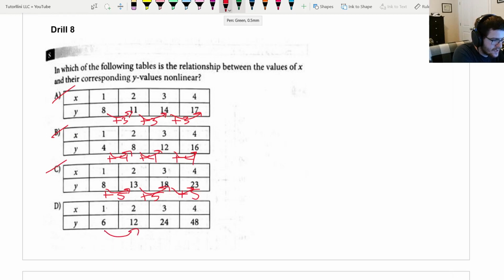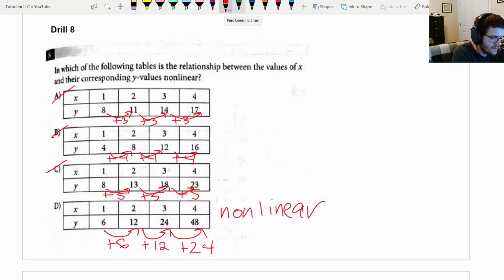Let's look at this one. This is plus 6. This is plus 12. And this is plus 24. Okay, so that does not have a constant rate of change. So this is non-linear. And that's what the question wants. So the answer is D. I think in particular this is an exponential function, but they didn't ask us for that, so let's not worry about it.